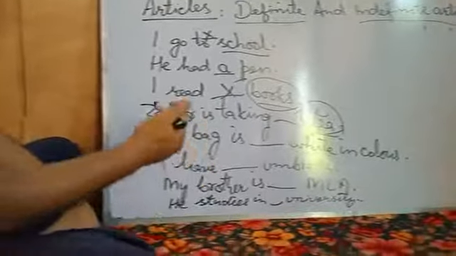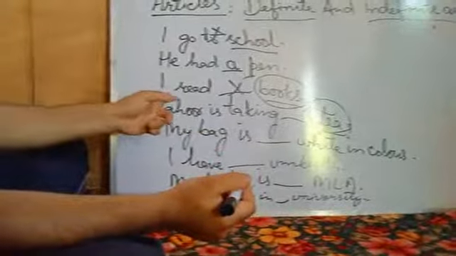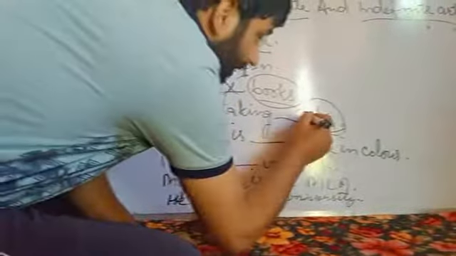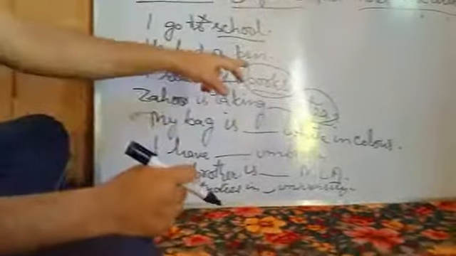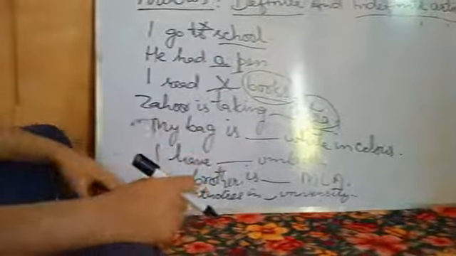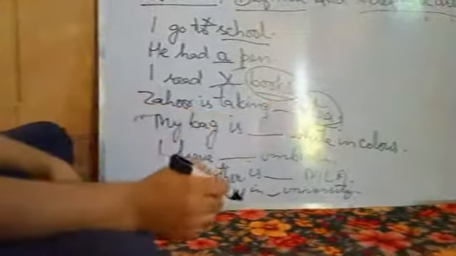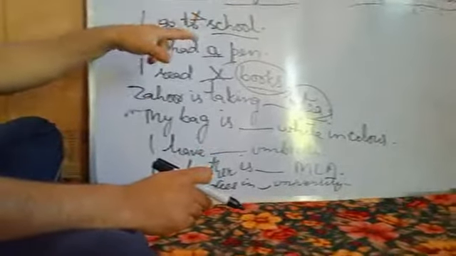Yes, if a measure is given, then we can use an article here. Zuhur is taking a cup of tea. If a measure is also given here, then we can use it, because at that time cup becomes the thing that is stressed.